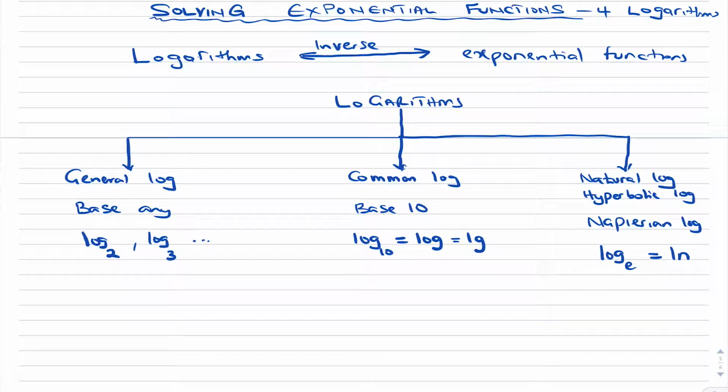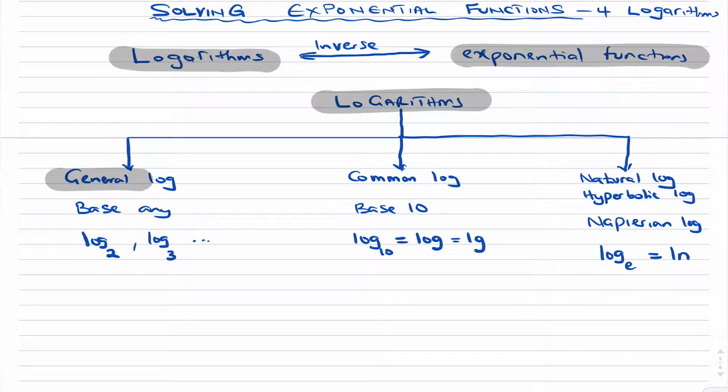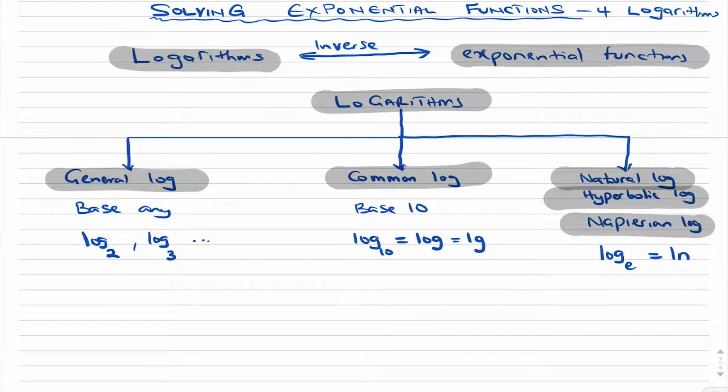Solving exponential functions using log. A logarithm is an inverse of an exponential function. There are three types of logarithm. We have general log, common log, and natural log. A natural log can also be called hyperbolic log or Napierian log. And general log is a log that has a base, any base.